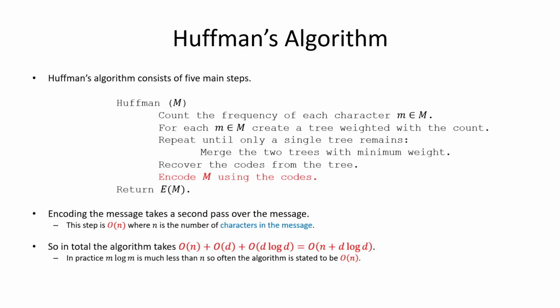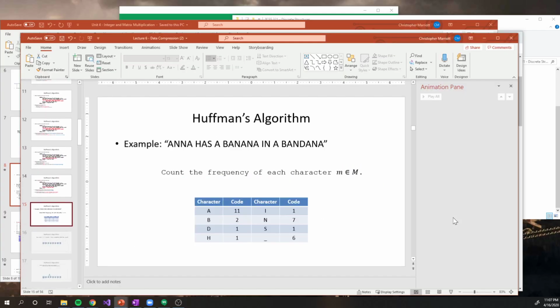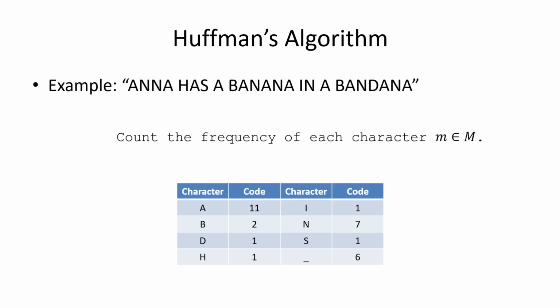And again, as I mentioned, if our d log d is a constant, we'll just ignore that term and call it big O of n. All right, so I think all that remains is for us to do an example with our example string.